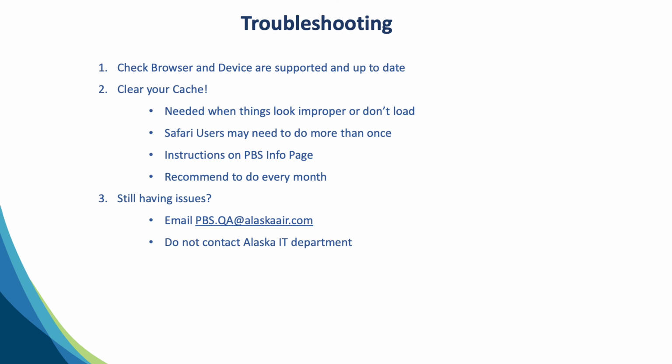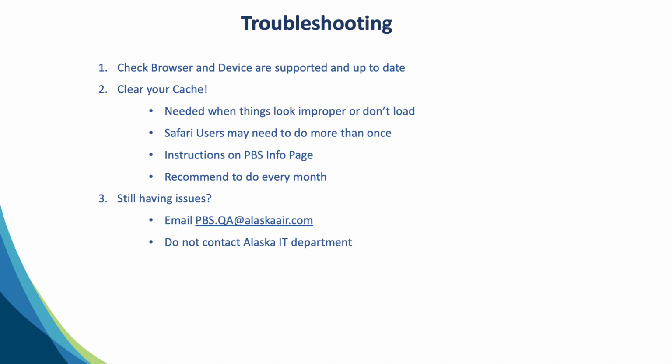Next, you may need to clear your cache or history on your web browser. This usually resolves error messages when trying to log on to PBS or if the program is not displaying pages properly. For example, the calendar looks wrong or city codes display improperly. Safari users may need to do this more than once. Instructions for clearing your browser cache can be found by doing an online search or on the PBS info page.